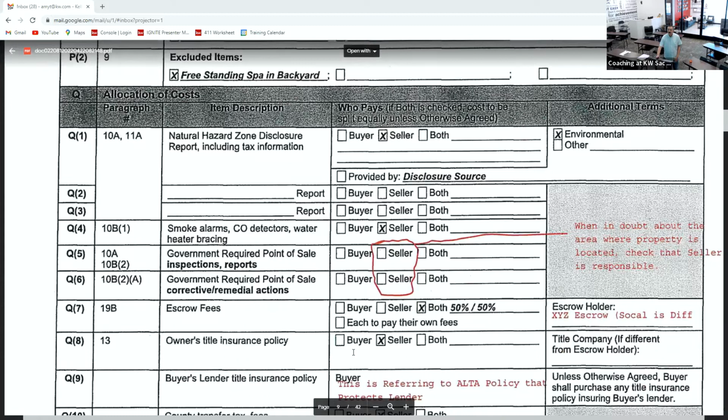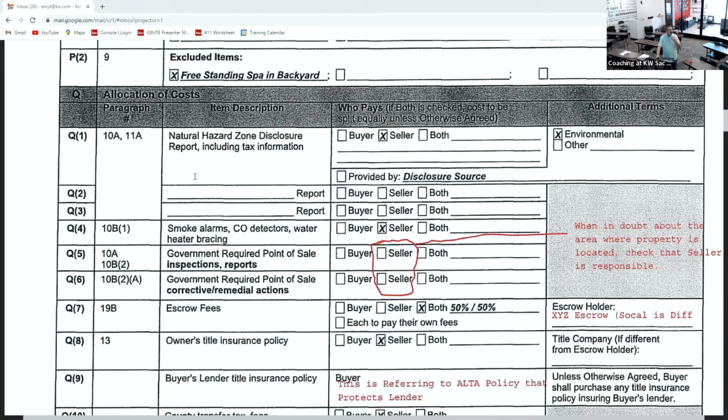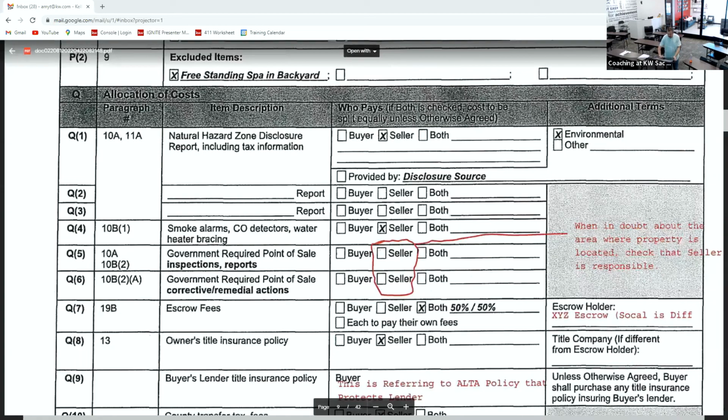Allocation of costs. This is where it says who's paying for what. The first one here, you see natural hazard zone disclosure report. This is a big one because this is the majority of the statutory disclosures that the seller has to make. You will find that if you use one of the disclosure companies, there's Disclosure Source, there's Property ID. There's several of them out there.